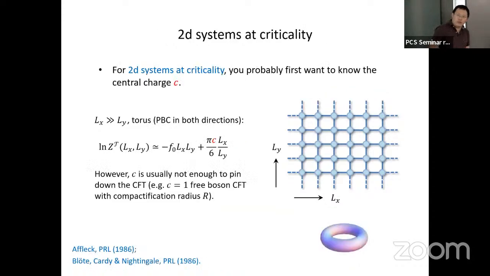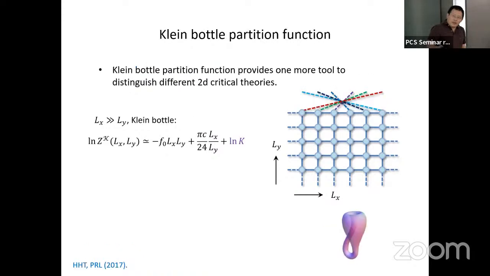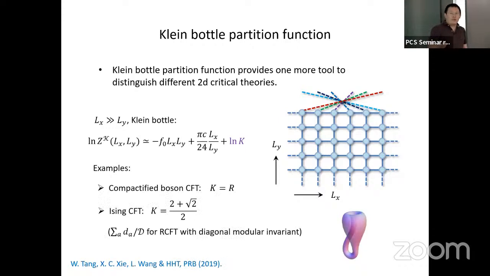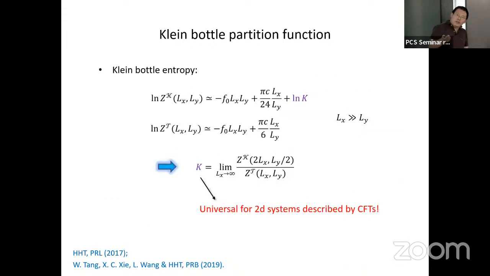Okay, so then if you compare these two results, for the torus case we have this formula, and for the Klein bottle we have this one, and you just compare these two. Of course, you can extract this from numerics, but the nice thing is that you can compare the two formulas and get a nice result. If you compare these two, the first piece, the non-universal part, we would like to cancel out, but the second part is not easy to cancel because they are different. But one trick is that you can replace Lx by 2Lx and Ly by Ly/2.